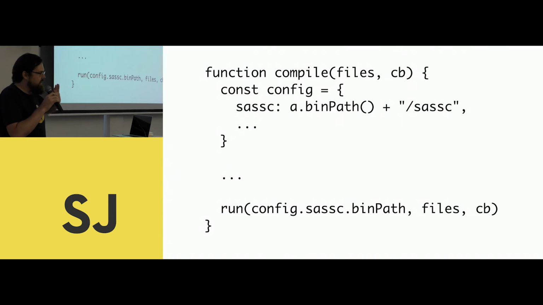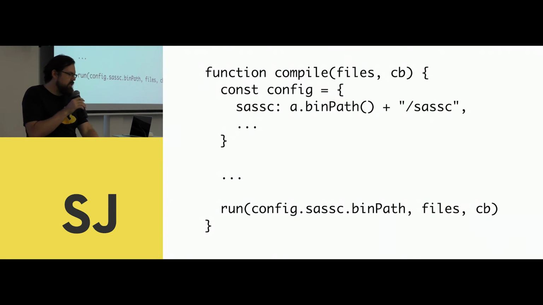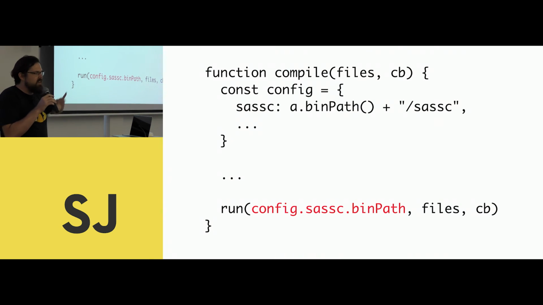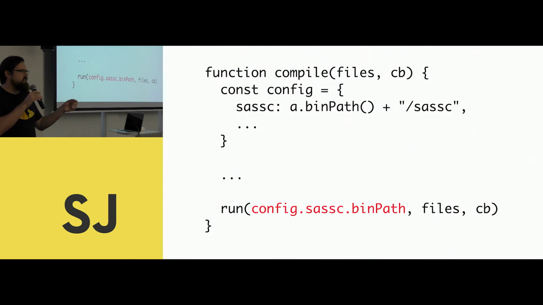This is a pretend example, but basically I've got a function and an object at the top, and down the bottom I'm using some part of this object, and I'm using it wrong. This function is like 20 lines long, and I've just lost track. I've changed something over time. So config has a property sassc, and it's actually a string or something. And then down the bottom, I'm using it as if it had a bin path. Now that ain't gonna work. That's an undefined.